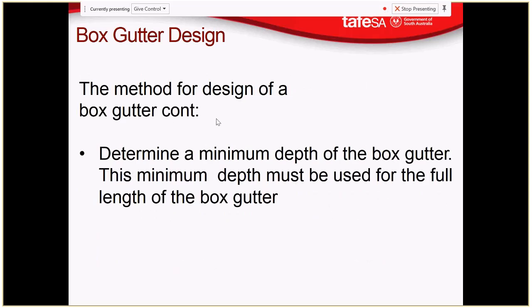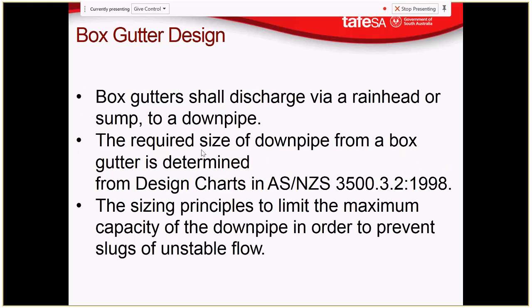So, the method for design of a box gutter continued. Determine a minimum depth of box gutter. This minimum depth must be used for the full length of the box gutter, as explained earlier. The box gutters shall discharge via a rain head or sump to a downpipe. The required size of downpipe from a box gutter is determined from design charts. So AS/NZS 3500.3.2 1998.